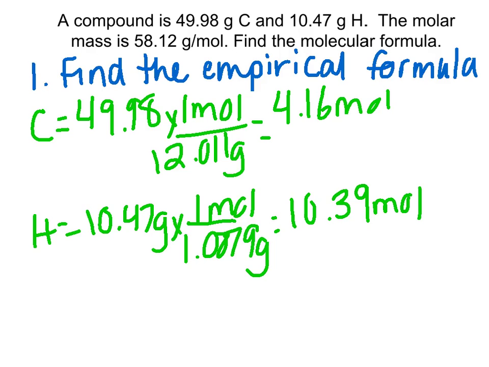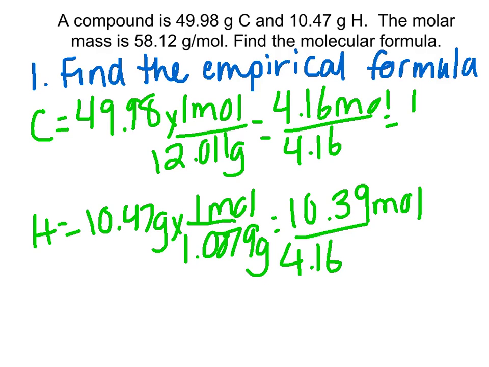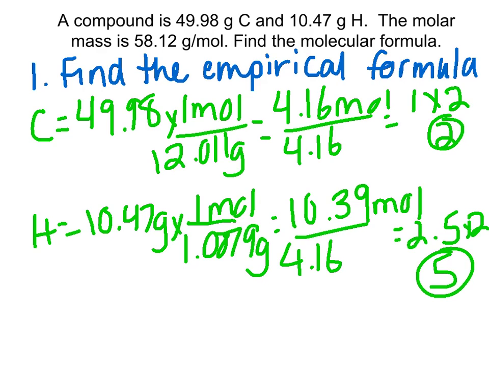Okay, once we have our moles of each, we're going to see which one's smaller, and carbon has the lower mole number, so we're going to divide both of these by 4.16. For carbon we get 1, and for hydrogen we get 2.5. Now those numbers won't work because we need both of them to be whole numbers, so I am going to find the lowest number possible to multiply them both by, so I get 2 whole numbers, which in this case will be 2. So for carbon, I'm going to end up with 2. Hydrogen, I'm going to end up with 5.